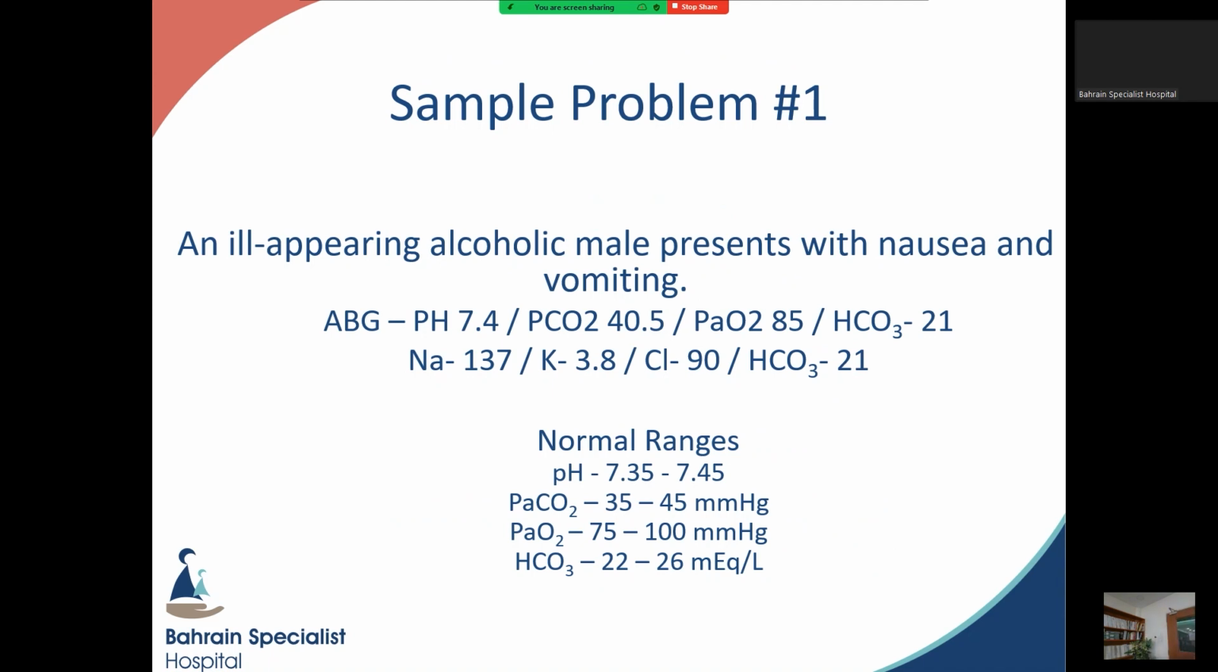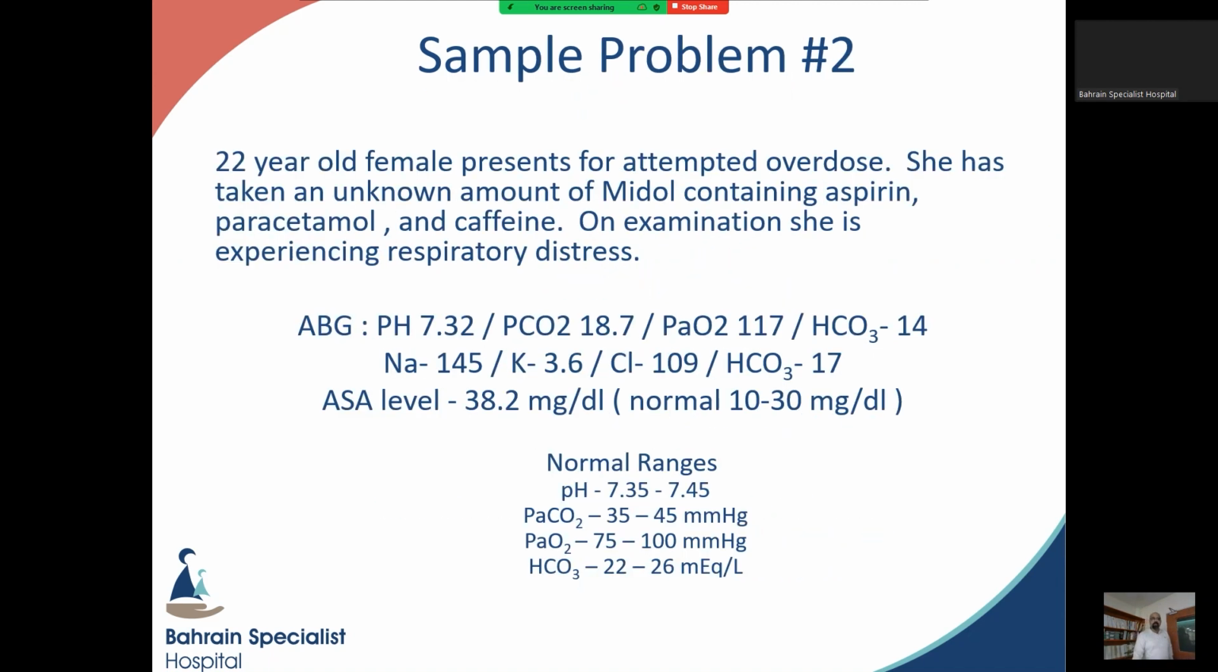So the alcohol itself can cause a metabolic acidosis, a raised, high anion gap metabolic acidosis. With nausea and vomiting, he's losing HCl. So there is also a metabolic alkalosis together.